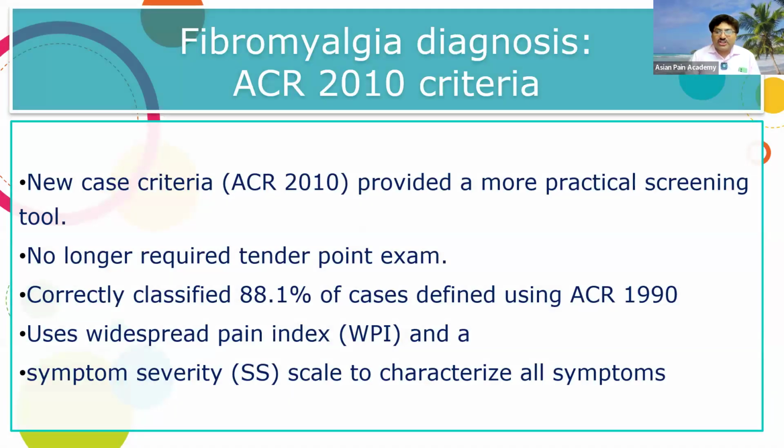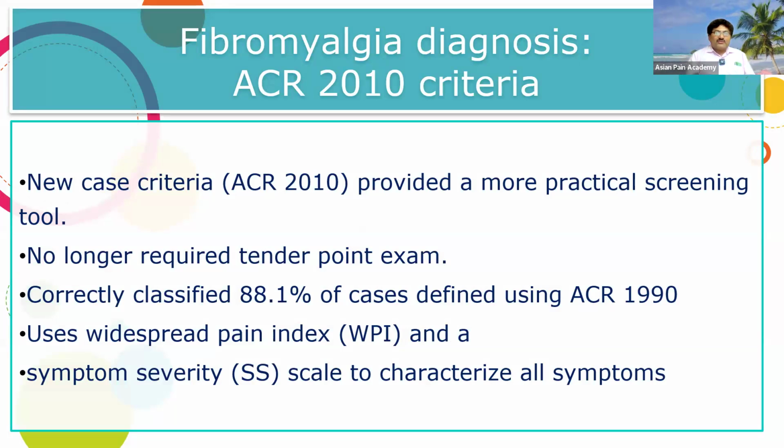So the next modification came from the ACR and Wolfe, in 2010, and they provided a more practical screening tool that no longer relies on a tender point examination. It classified 88.1% of the cases defined using the ACR 1990 criteria, and uses 2 special indices. One is known as the widespread pain index and the other is the symptom severity scale.